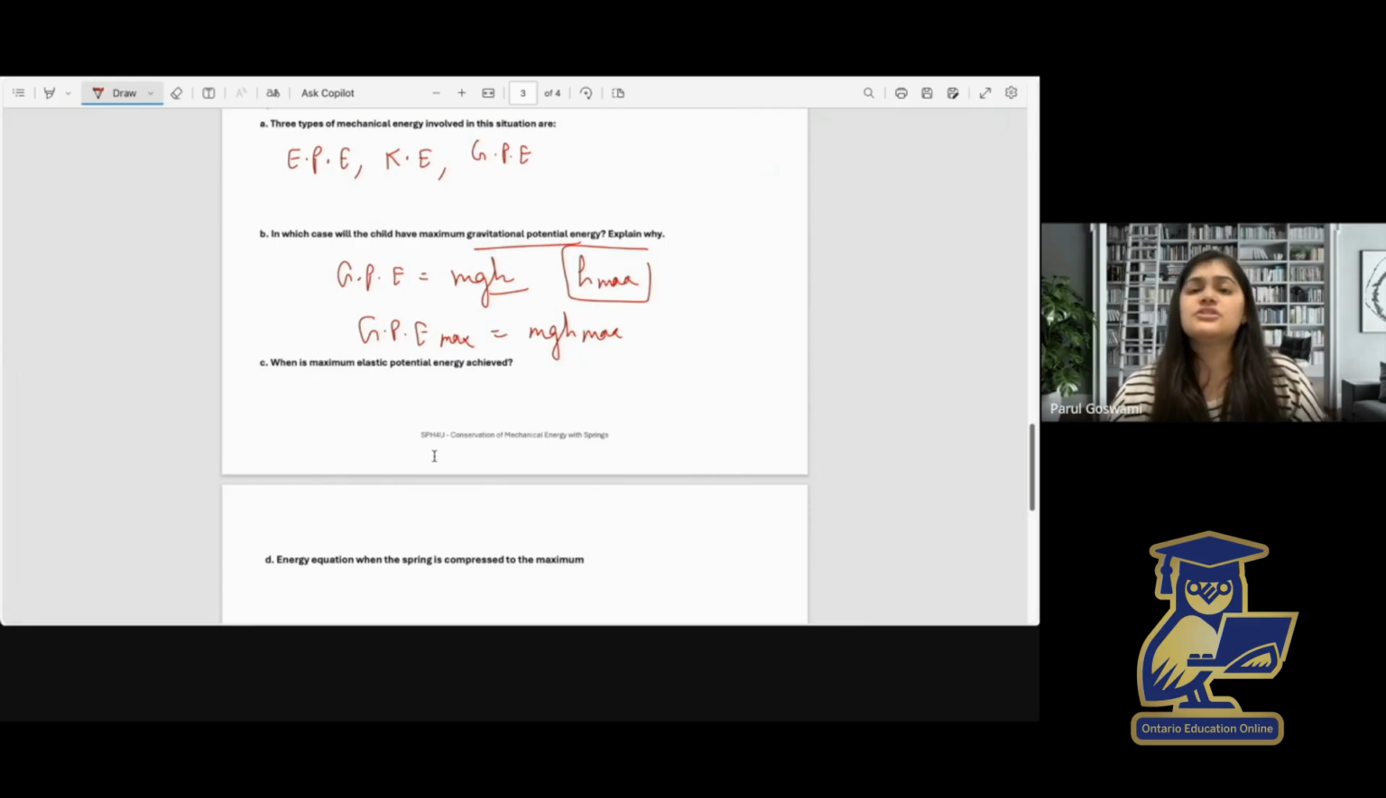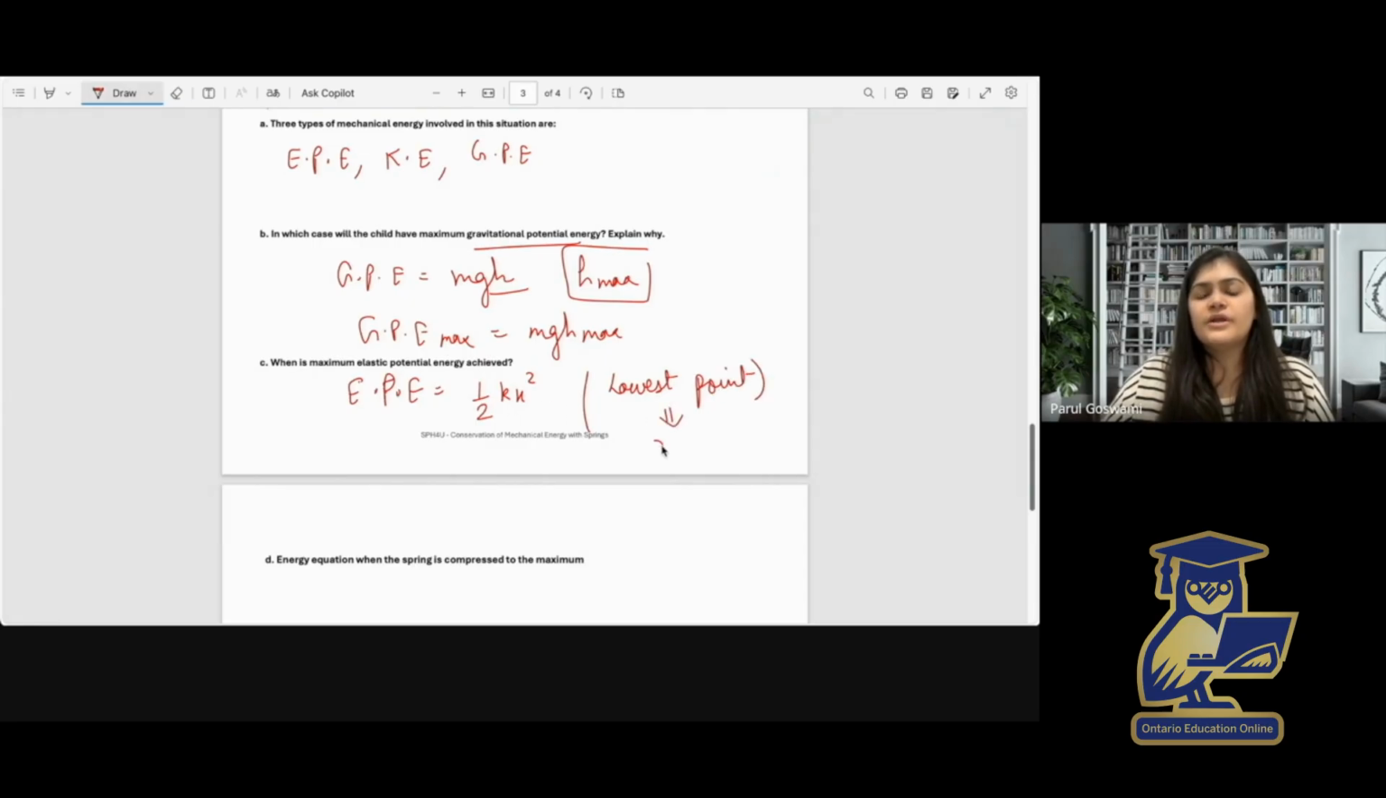So when is the maximum elastic potential energy achieved? So maximum elastic energy is achieved when the spring is compressed the most. This happens at the lowest point of the motion. Elastic potential energy depends on spring compression. So EPE, or elastic potential energy, equals half kx square. So at the lowest point of the situation, we can see x is maximum. So that's why EPE will be maximum. Whenever there would be maximum compression, elastic potential energy will be maximum.